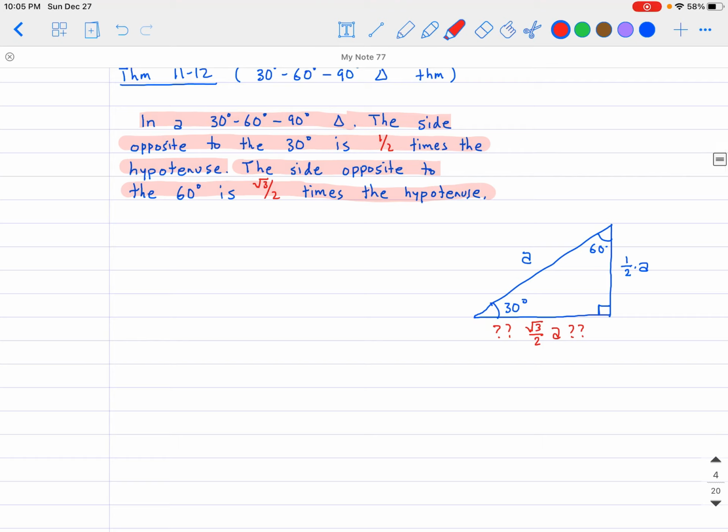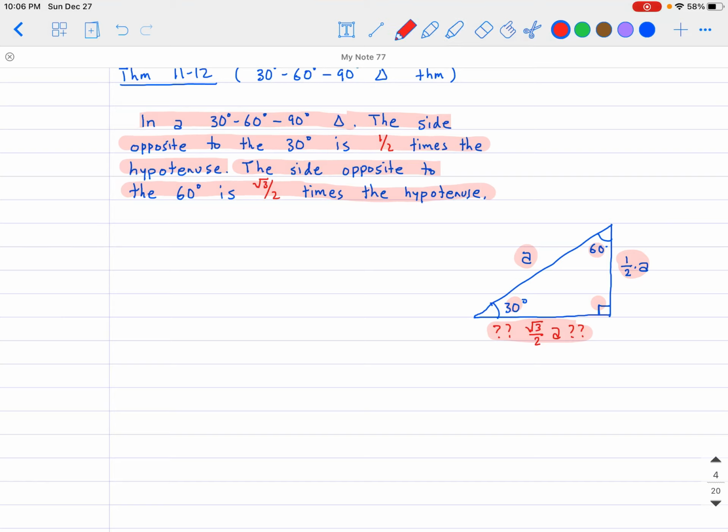So on the picture on the right-hand side, you can see, again, everything in blue is given to us. We have our 30, 60, 90 triangle. We know from the theorem back in chapter 9 that if this hypotenuse is A, then that means that this side opposite of the 30-degree angle is half the hypotenuse, so that's why it's 1/2 A. What I need to do is prove the bottom piece over here is going to be root 3 over 2 times A. So that right there is going to be our question mark.